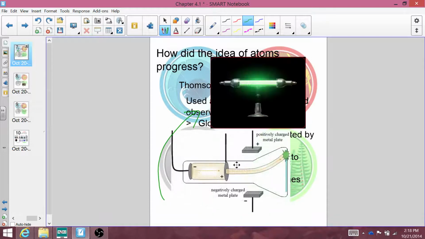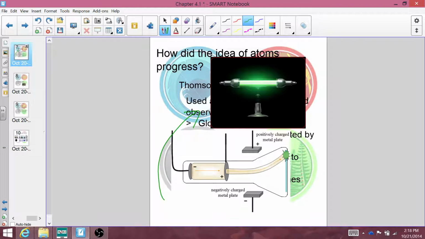So here's another picture in this little drawing, and this is a picture of the cathode ray tube. As the electricity is passing through, there's a positively charged plate here, and the stream will actually bend toward that positively charged plate, meaning this has to be negatively charged.